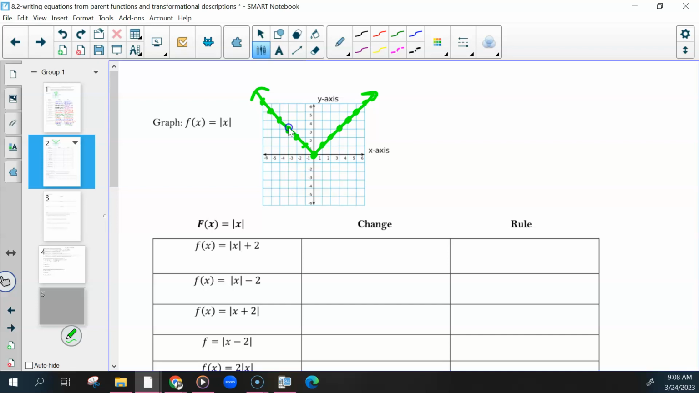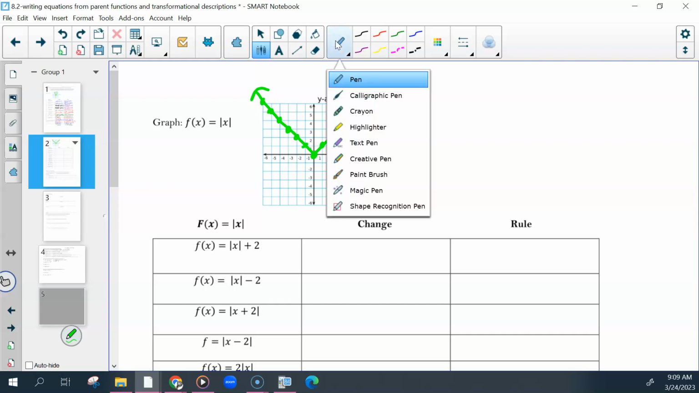So this is the second parent function that you'll need to know, the absolute value function. If nothing has been changed, nothing has been done to it, it'll always look like this. Start at 0, 0, go up 1, right 1, up 1, left 1, on both sides. The changes are going to work the same. They'll just look different. So you can either graph this or compare your notes.